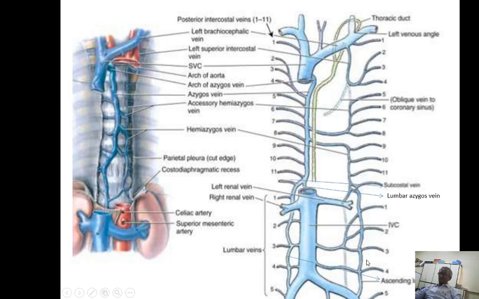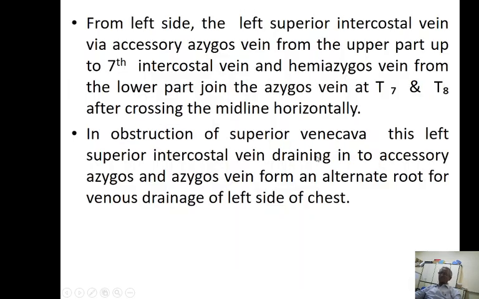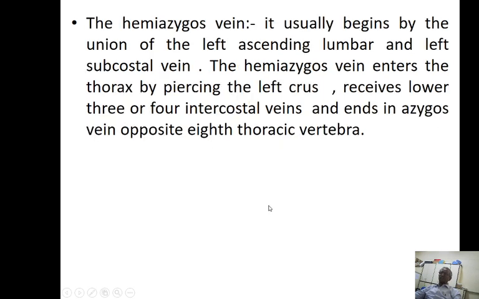Whereas from the lower side, this is the ascending lumbar vein. This is coming up, joined by the subcostal vein, joined by the 9th, 10th, 11th posterior intercostal space veins. And then at the 8th intercostal space, it is joining the azygos vein horizontally. In obstruction of the superior vena cava, this left superior intercostal vein draining into the accessory azygos vein and azygos vein forms an alternate route for venous drainage of the left side of the chest.